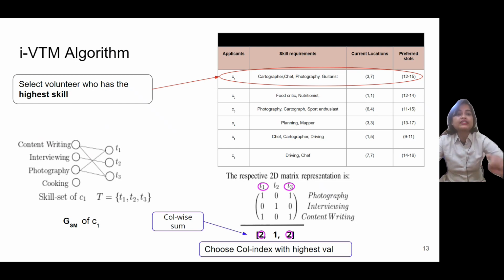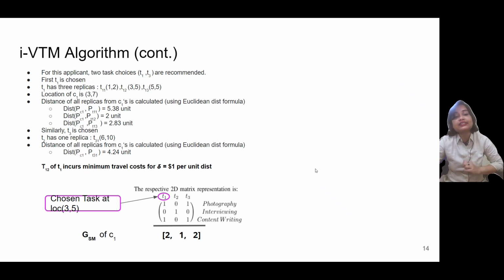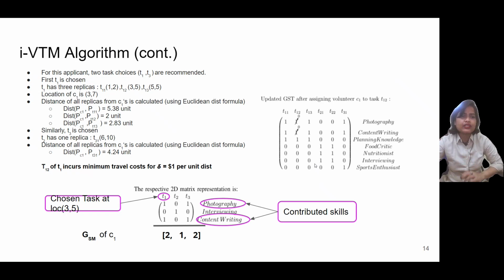Next, we know that T1 has 3 replicas. So the distance of all these replicas from C1 location is calculated. The same is done for T3, which has only 1 replica. We conclude the replica T12 of T1 is the closest and is thus assigned to C1. After that, the GST is updated. Now we see the time complexity of i-VTM is in the order of 80.